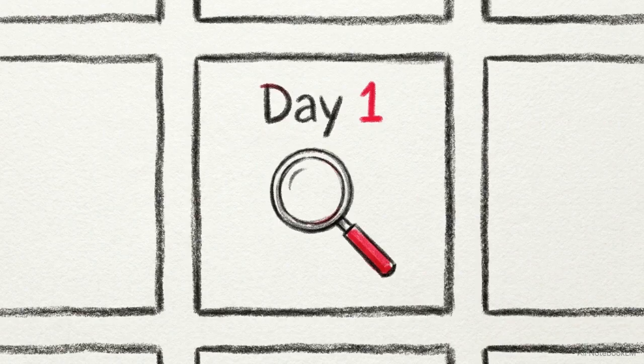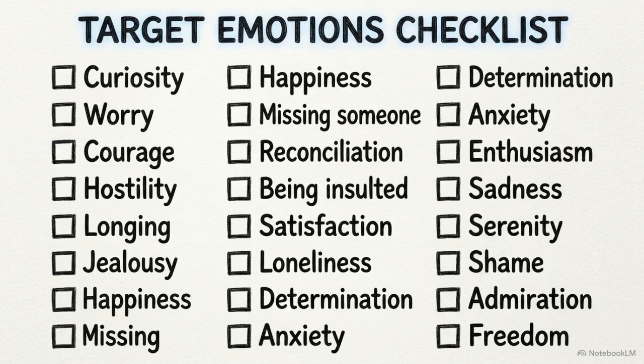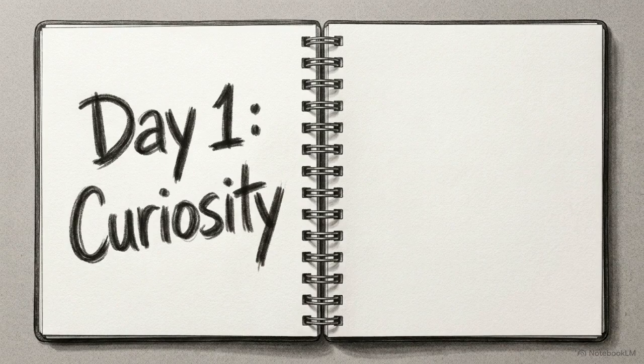The first step requires isolating a single emotion to study each day. This checklist displays the 20 target emotions you will be tracking. You will work through every item on this list throughout the program. For day 1, your instruction is simple.